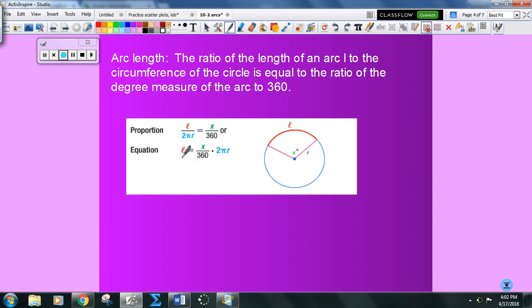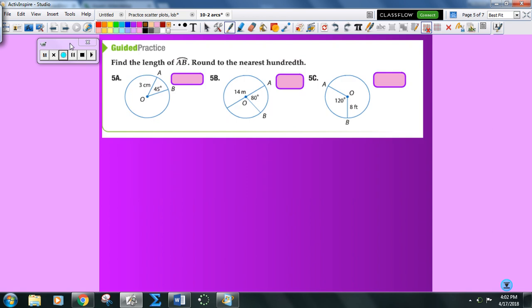Or I like to think of it in terms of an equation. L is equal to the central angle, or the measure of the arc, over 360 times the circumference. Either way is completely fine, and like I said, I typically use this one. So now here are some examples. I would like you to pause the video and do the 3 examples, and then come back and I'll reveal the answers.